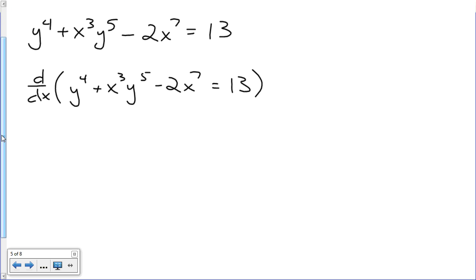The right side is the easy part. Derivative of a constant, that's going to be no problem. The left side is where the work is going to be done.